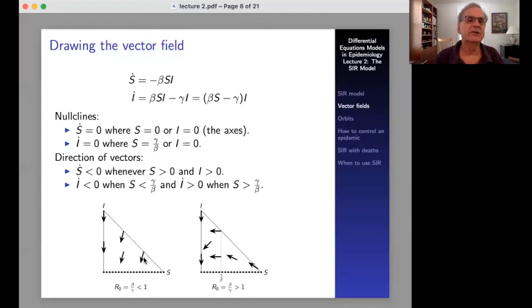Everywhere in that region, I dot will be negative. So in this case, where R naught is less than 1, in the entire triangle that we're interested in, or at least the positive part of it here, both s dot and I dot are negative, so the vectors point down and to the left. That's all we're trying to indicate here. Over here on the line s equals 0, which you may remember was a null line, s dot is negative. That means that the vectors only have a vertical component, an I dot component, and I dot is negative everywhere. The vectors point straight down there.